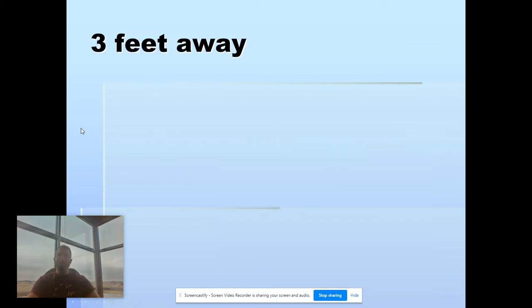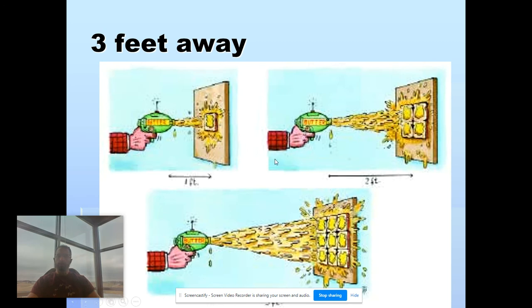Let's go crazy. Let's go 3 feet away. If you're 3 feet away, how many pieces of toast could you butter? That's 9 pieces of toast, because it's going to go 3 pieces of toast high and 3 pieces of toast wide. Hey, it's a squared kind of thing that we saw before. But how much butter would be on each piece of toast?